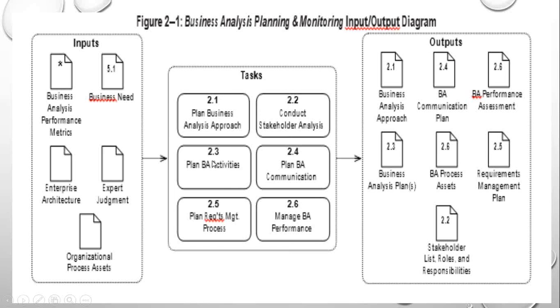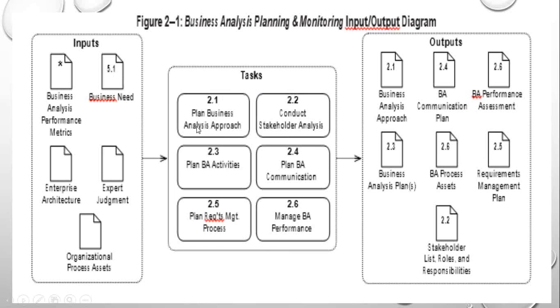As you see here, 2.1, 2.2, 2.3, 2.4, 2.5, 2.6, these are the tasks. Now, first understand the input. Your input is business analysis performance metrics. Business need, why we are doing that, which we are going to read in chapter 5. Enterprise architecture, the business model, how the business is, that we are going to address. Expert judgment: if subject matter expert advice is needed, we take it. Organizational process assets: any historical data, any historical template, anything coming from the knowledge base of the company can be treated as an organizational process asset. So these are the inputs before we start working on these activities or tasks.